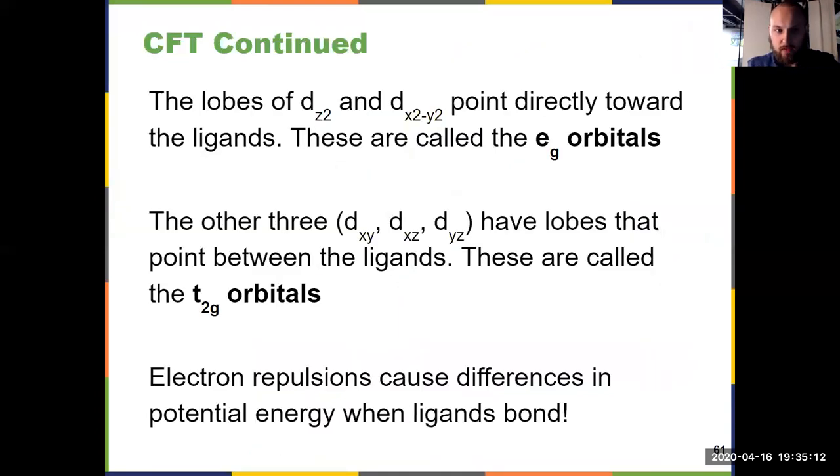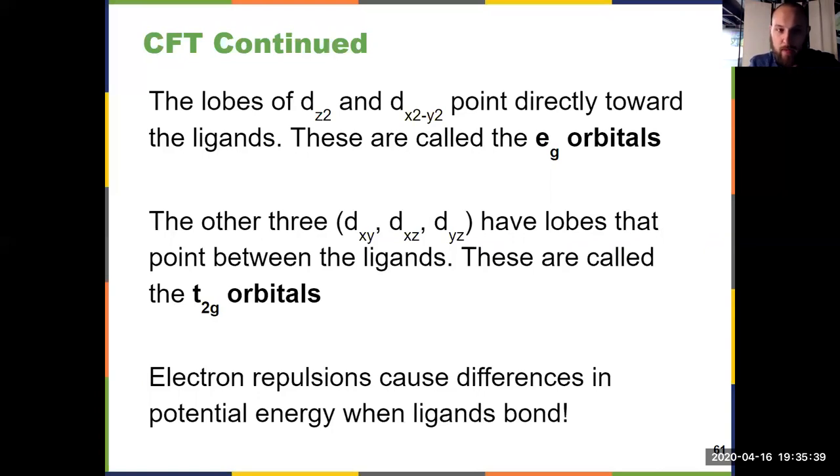Because two of those d orbitals, the dz squared and the dx squared minus y squared specifically, okay, the lobes of those orbitals end up pointing directly at where the ligands are trying to come in. Okay? So those two orbitals are called the E sub g orbitals, and they're higher in energy because the electrons are pointing right at the ligand. Okay, so those electrons are really close to one another.